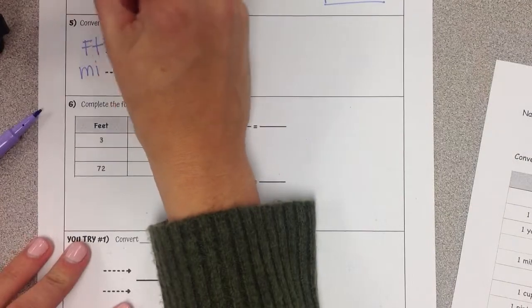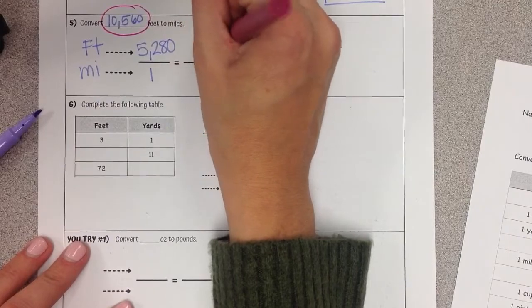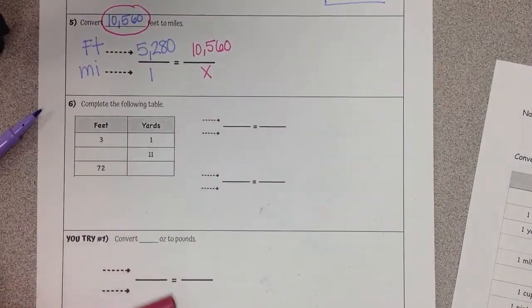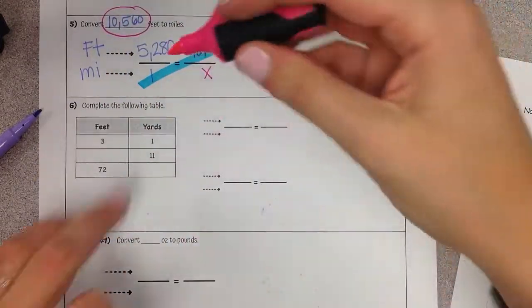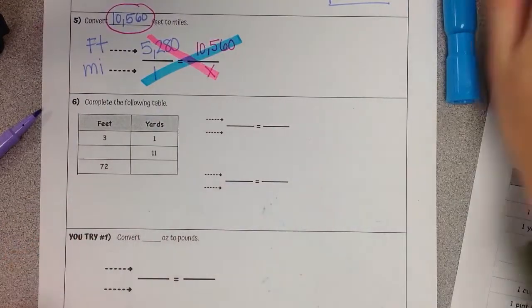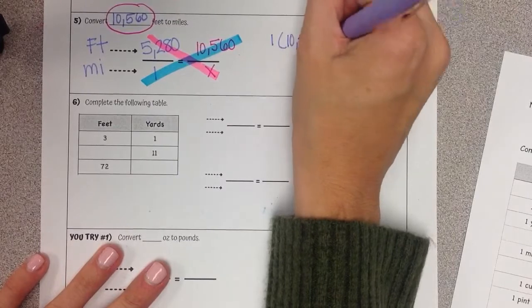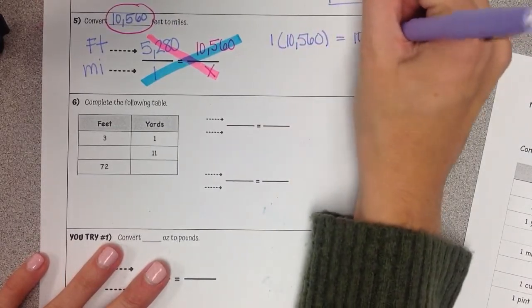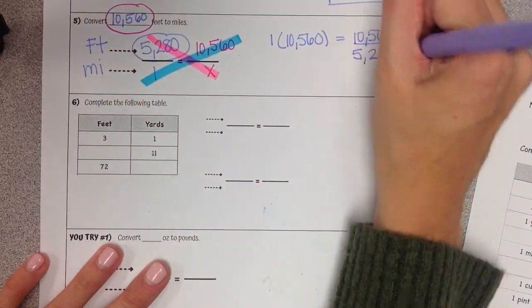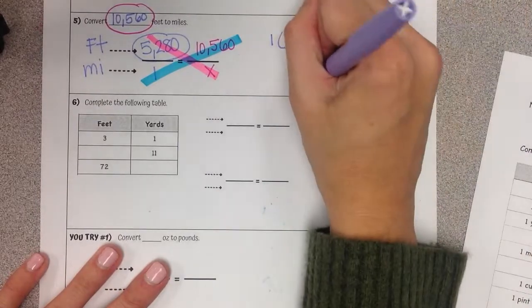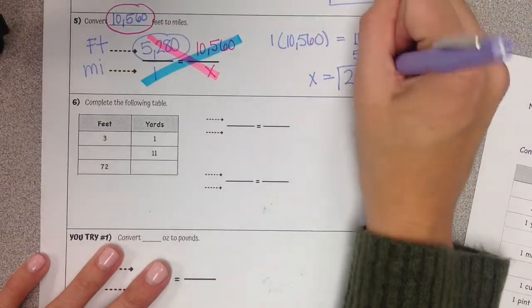We look at the number that's given to us. That is talking about feet. So that's going to go on top here. We are solving for the miles. I'm going to highlight my diagonals. We're going to multiply 1 times 10,560, which equals 10,560. And we are going to divide by 5,280, and that gives us 2. What were we solving for? We were solving for miles.